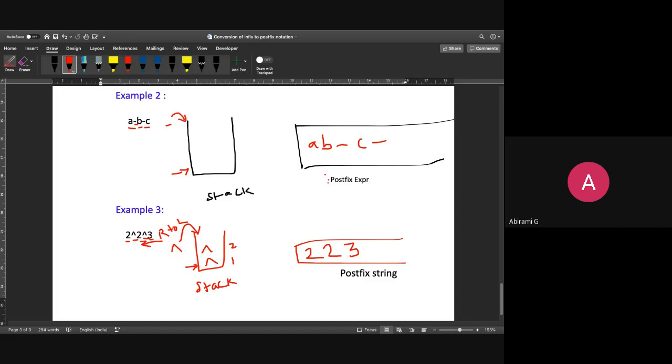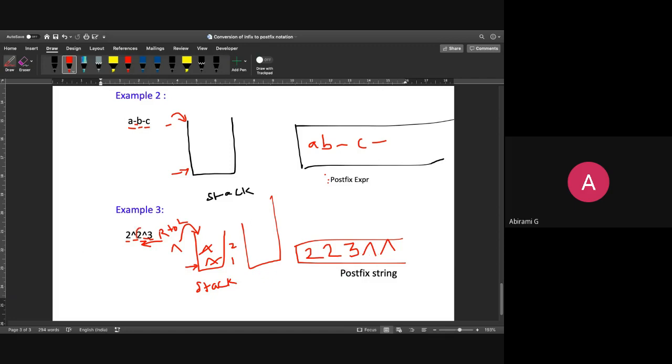After that there is no input symbol, so the whole expression has been read. Now what do we have to do? We have to empty the stack, which means popping all the operators present in the stack and placing them into the postfix expression. First pop out this one, place it here, then pop out this one, place it here. Now the stack is empty. The postfix expression string is 2 2 3 exponent exponent.